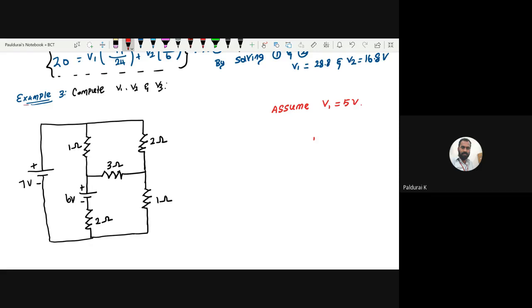Okay, they may ask I1, I2, I3. So for your V1 equal to 5 volt, what is I1, I2, I3 that you want to calculate.